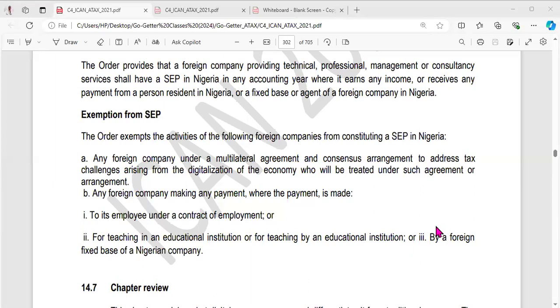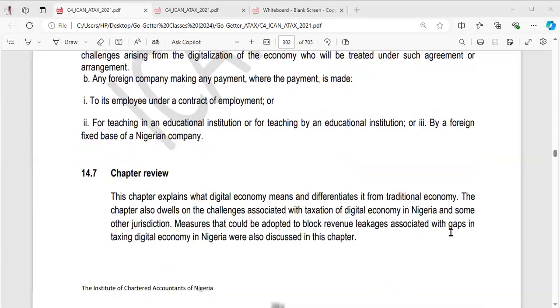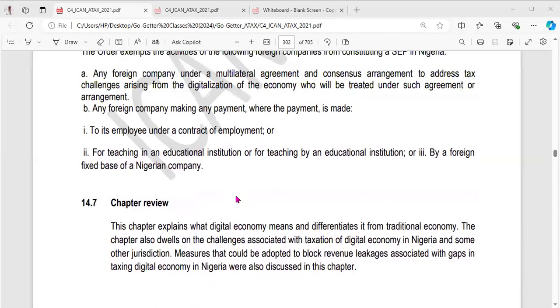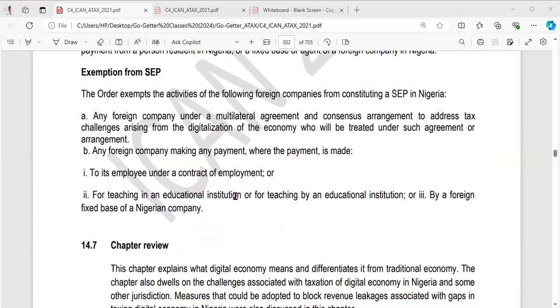Then there is teaching in an educational institution. Like what we're doing now is teaching, so we're supposed to be exempted from SEP. It means that any income I derive from teaching, even if it's up to 25 million, I will be exempted from that definition of SEP. So this is some of the things we have learned from this chapter 14, part 1 of the taxation of the digital economy.